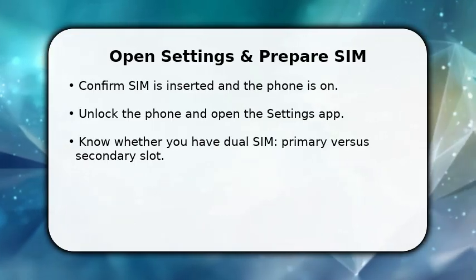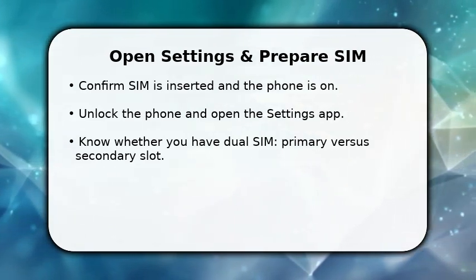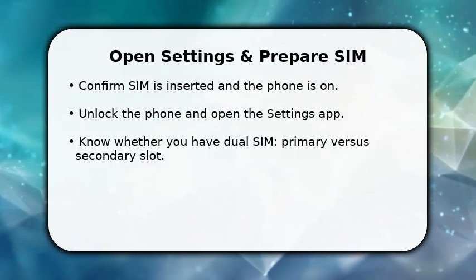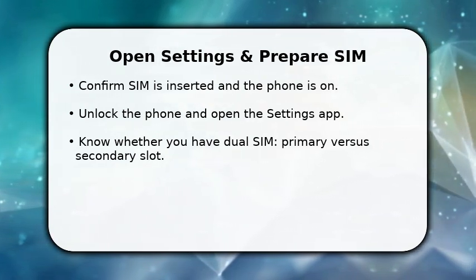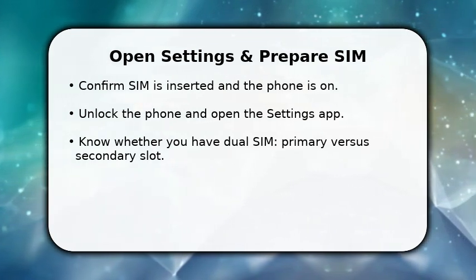You begin by confirming the SIM is seated and the phone is powered. Once done, unlock the Samsung and open settings immediately. This is the control hub. If you have two SIMs, decide which line you want to check because later screens show per SIM details. Make sure you have a stable signal.